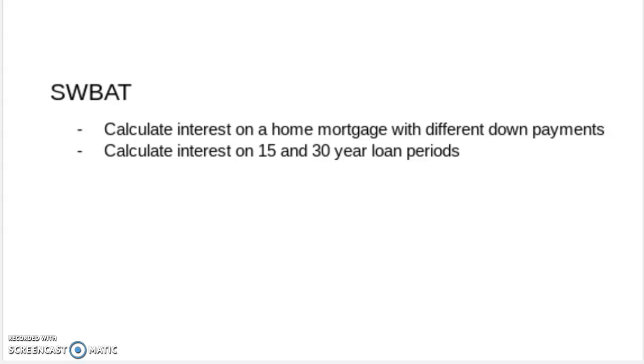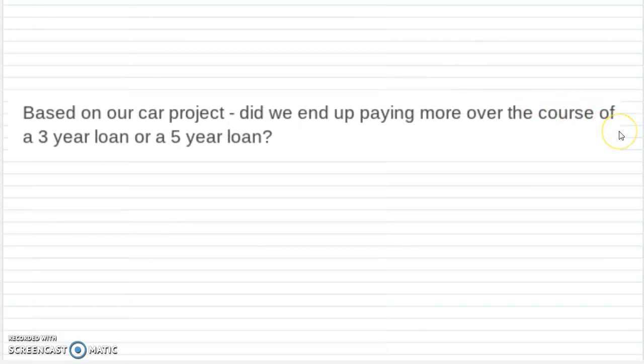Today we're going to be able to calculate interest on a home mortgage with different down payments and also calculate interest on 15-year and 30-year loan periods. This is going to look very similar to what we did in our car unit, how we took out car loans and paid down payments on cars.